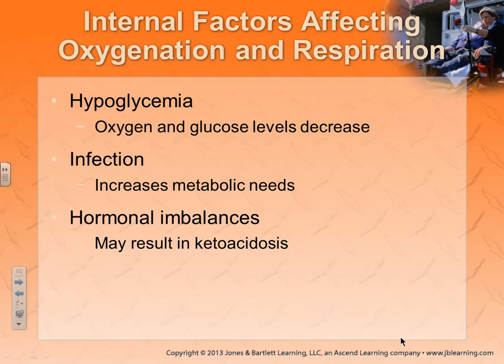Then other things that affect oxygenation and respiration, hypoglycemia. So we may have oxygen, but if we don't have glucose, we're not going to properly do what? Metabolize, right? And we know that certain blood sugar disorders could lead to acidosis in the body, right? And we know that acidosis in general affects cellular perfusion. Infections and also hormonal imbalances.